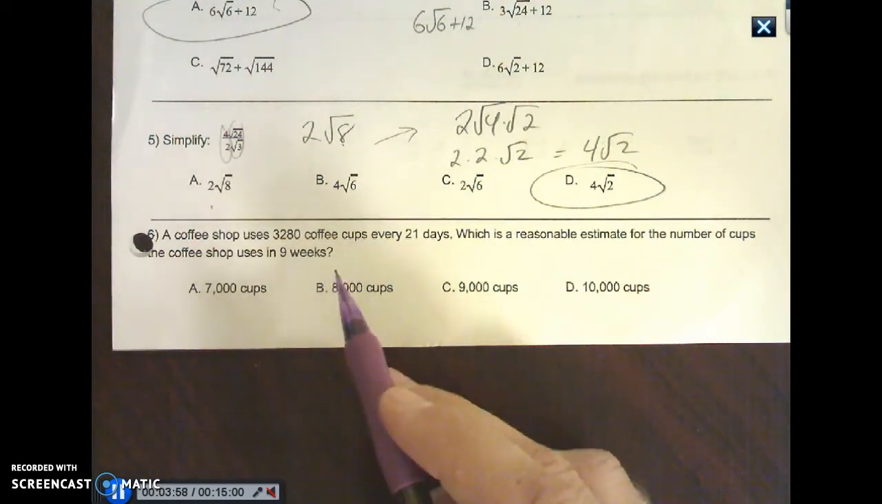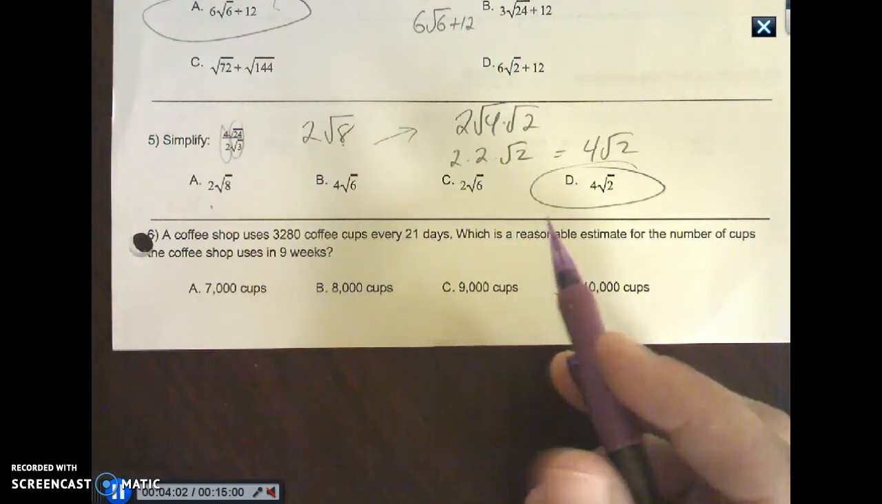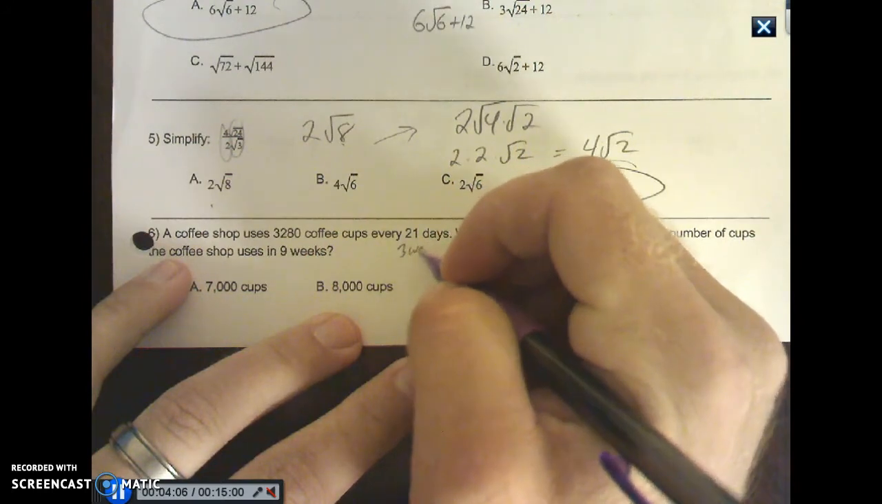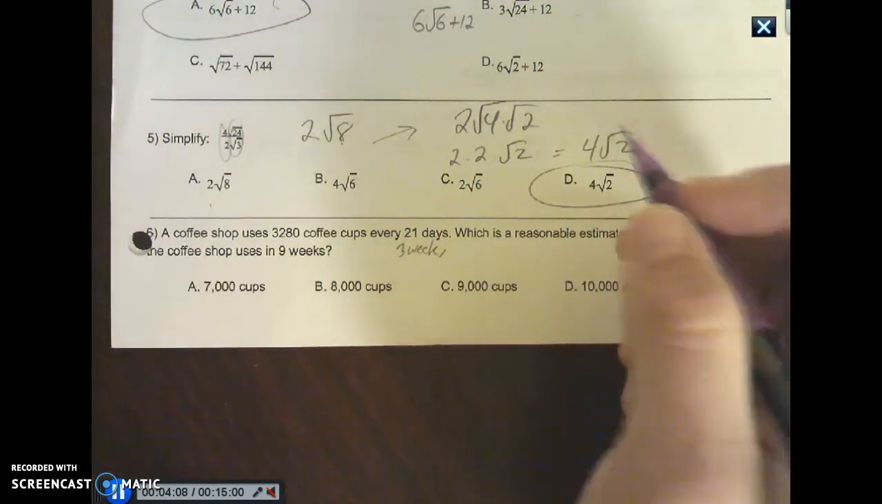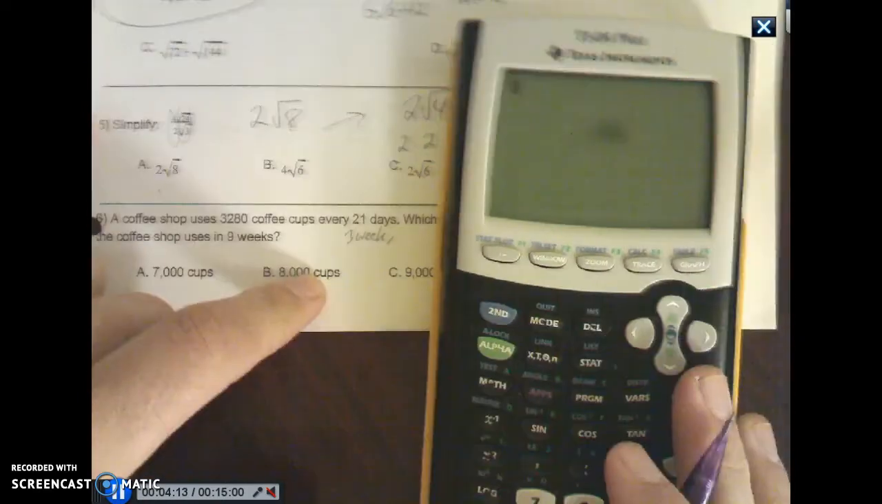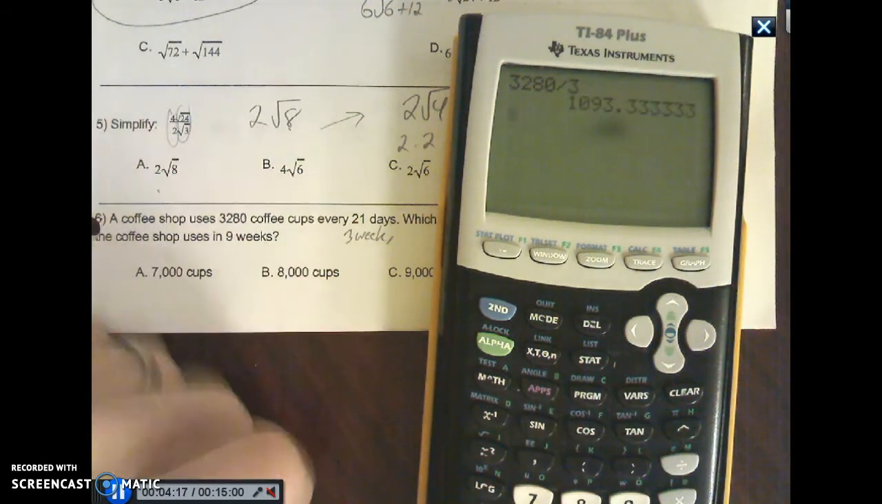A coffee shop uses 3,280 coffee cups every 21 days. What's a reasonable estimate for the number of cups the coffee shop uses in 9 weeks? Alright, 21 days is 3 weeks. If you're wondering how I knew that, well, 7 days in a week. Okay. So, I'm looking at this and I'm saying 3,280 in 3 weeks. I want to find out how much is in 1 week.